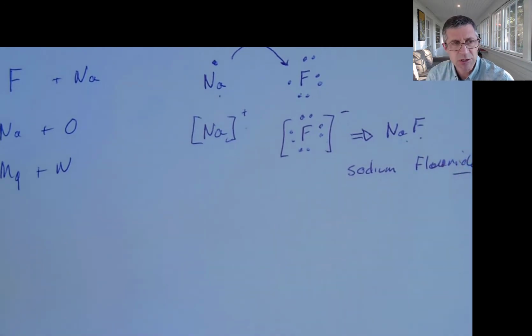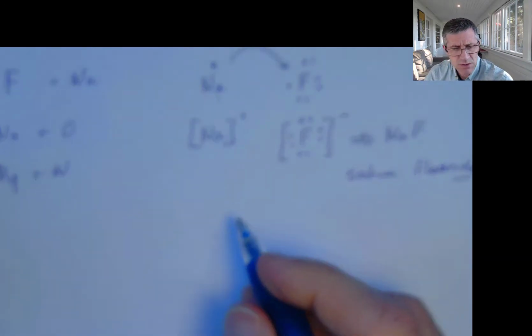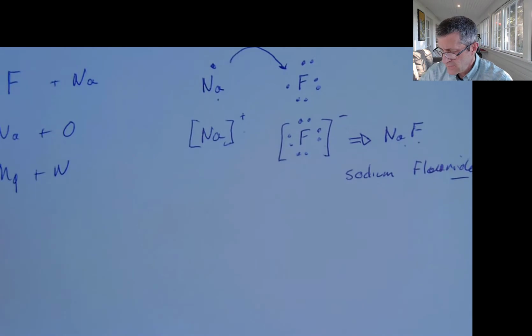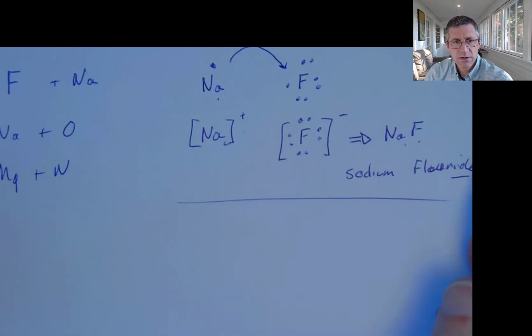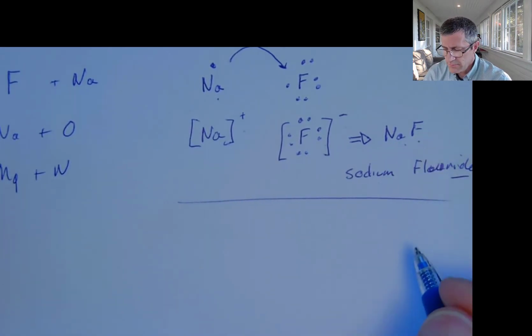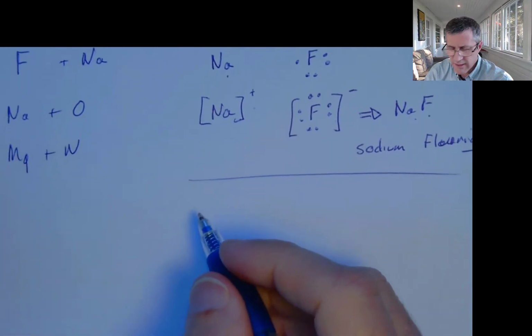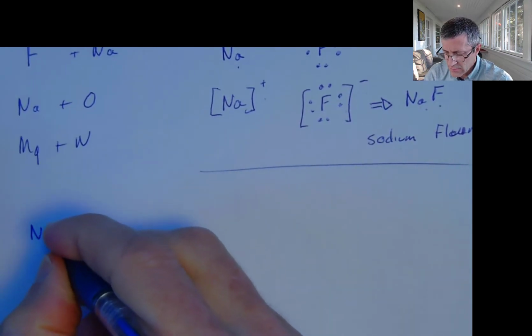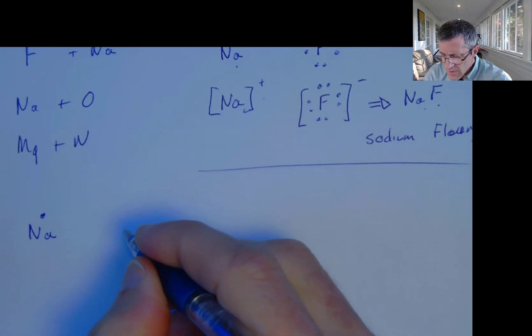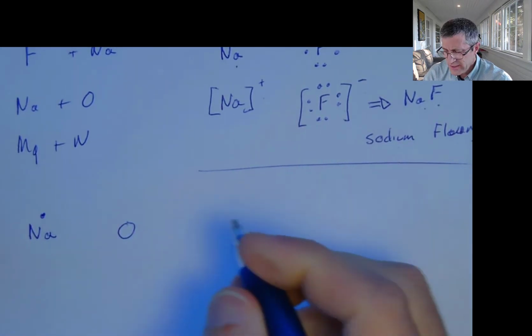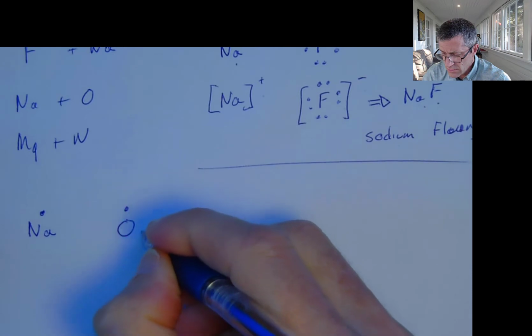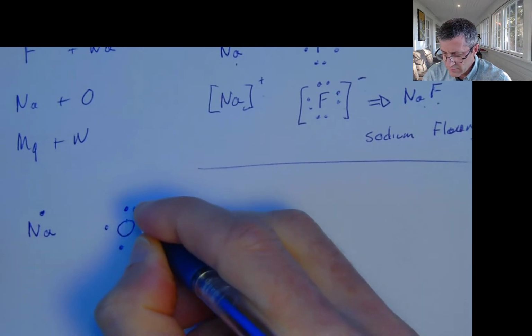So IDE ending. Let me go through a couple more examples of this, and this is what I'm asking you to do: to be able to look at these elements and figure out what is the name and the formula for these. So let's look at sodium and oxygen now. Sodium again has 1 valence electron. I want to combine that with oxygen. Oxygen has 6 valence electrons. So 1, 2, 3, 4, and I'll pair them up, 5, 6.